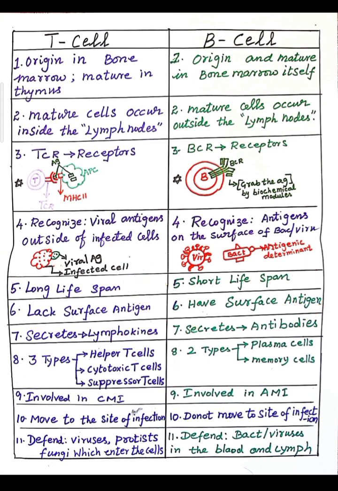B cell, point number 8, 2 types: plasma cells, memory cells. Plasma cells only have the capacity to produce antibody and memory cells have the responsibility to produce secondary immune response. Right, point number 9, T cell involved in cell mediated immunity.